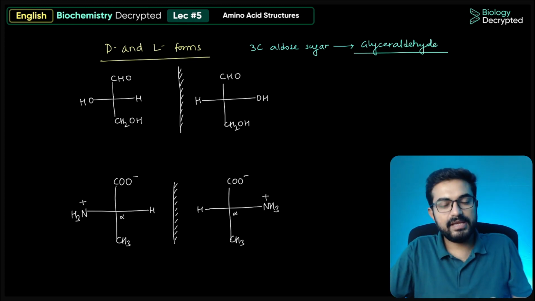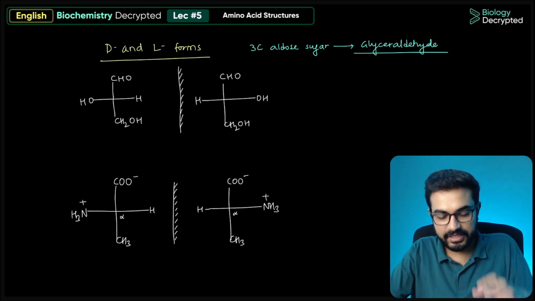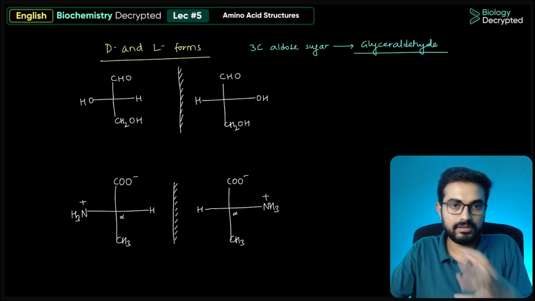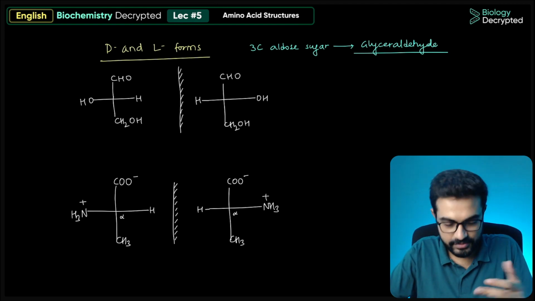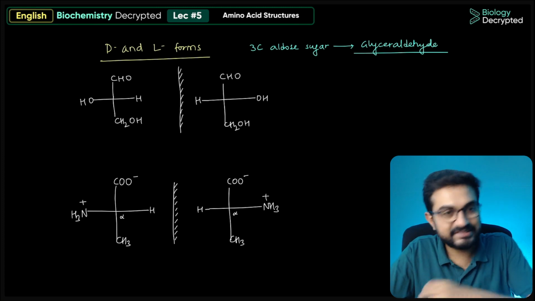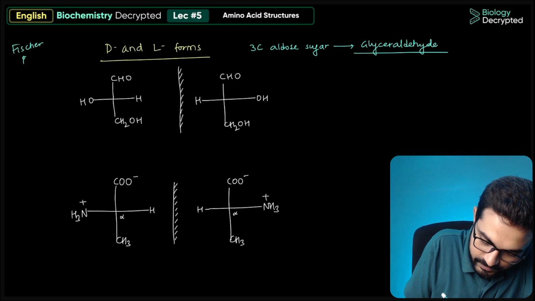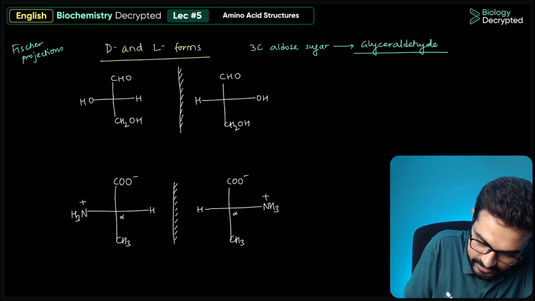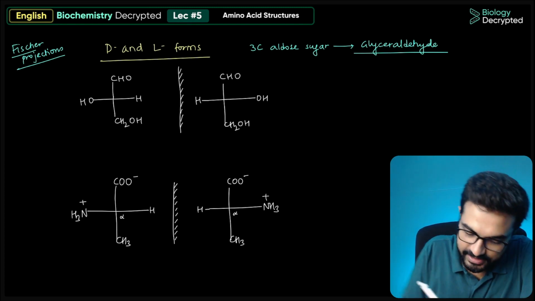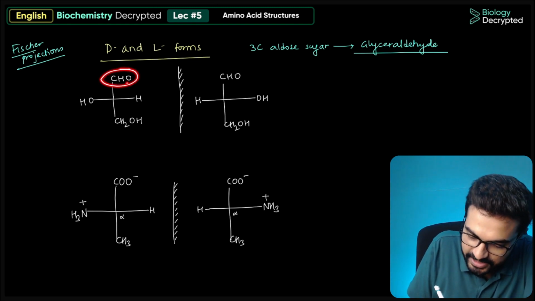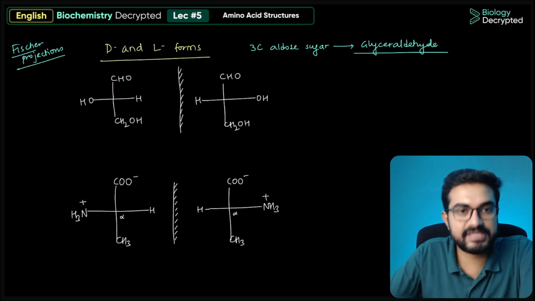What we are seeing here are Fischer projection structures, and this is how Emil Fischer gave representations of three-dimensional molecules. He represented three-dimensional structures on a two-dimensional surface. So this is his way of denoting these structures, and these are called Fischer projections. Now, as you can see here, this is the structure of glyceraldehyde. Obviously, there will be a CHO group, and there is an OH here, there is an OH here. This has 3 carbons. So this is glyceraldehyde.